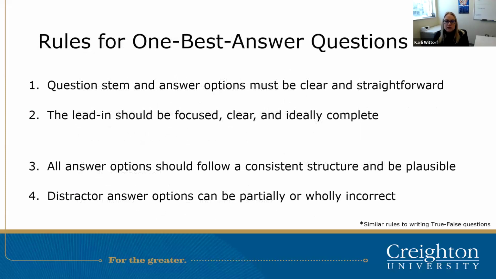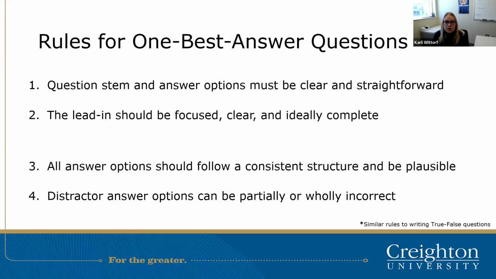So here are some rules for writing one best answer questions. The first one, of course, is that the question stem and the answer options must be clear and straightforward. That's where you decide whether or not you need that relevant background information or clinical vignette, or you just need the lead-in question. You very much need it focused and clear for the students.